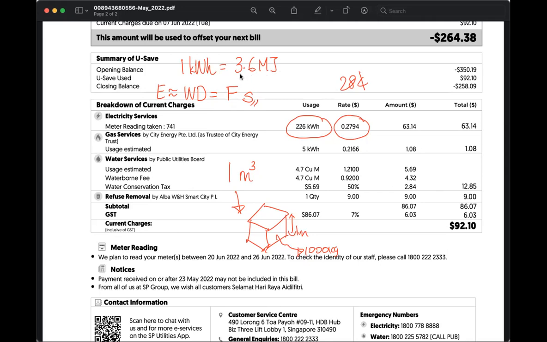I want you to appreciate that 3.6 million joule is quite a big number. Is that clear? It's quite a big number. And our electricity costs 28 cents just to give us 3.6 million joule of energy.